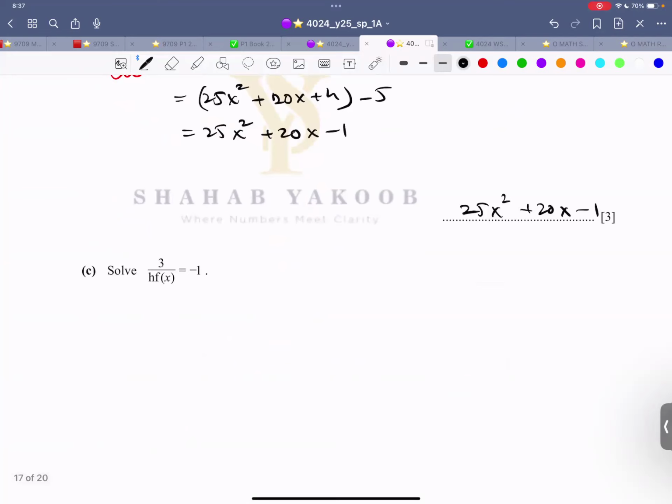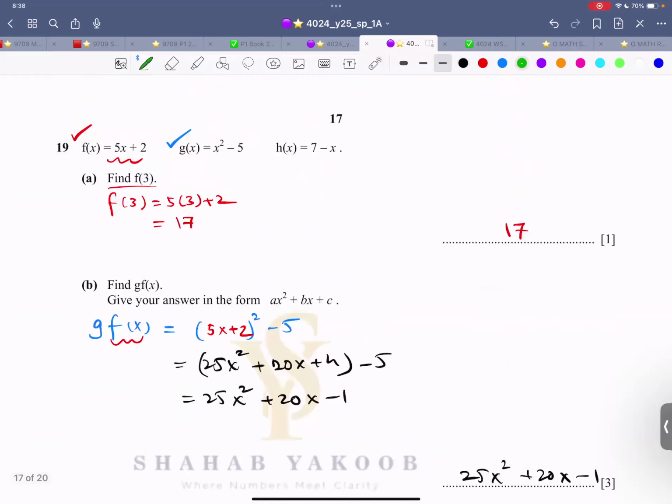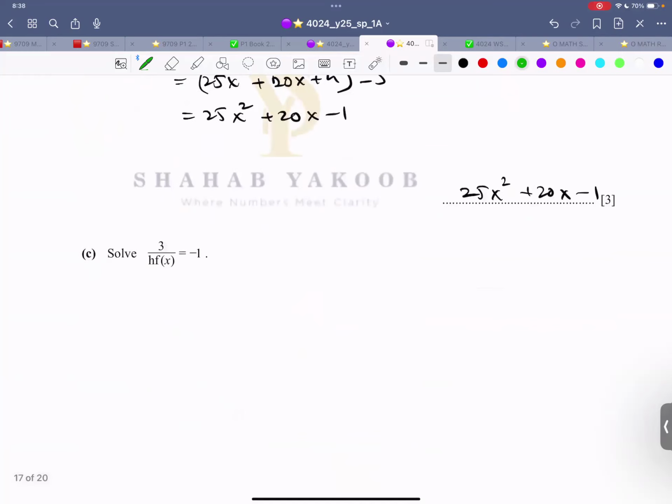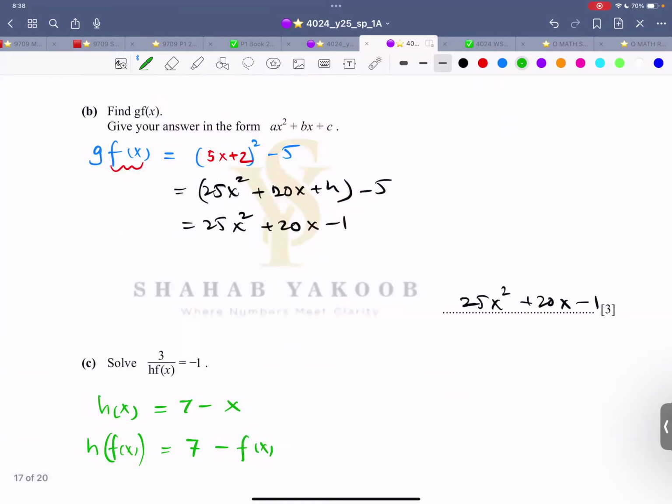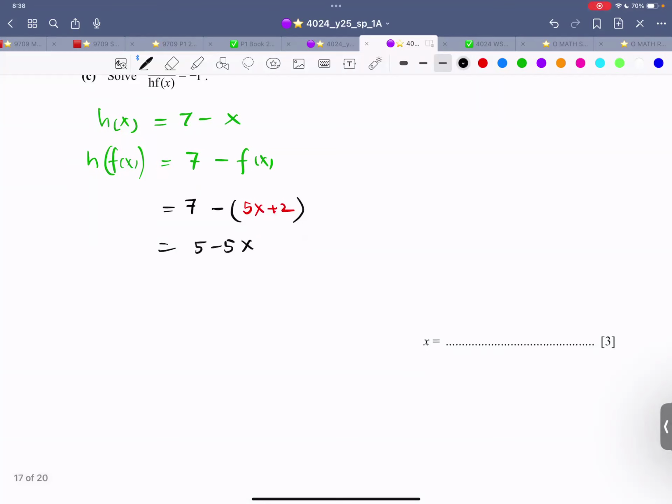Solve this thing. 3 over h of f(x) is equal to minus 1. So now we also have h(x). h(x) is 7 minus x. h of f(x) should be 7 minus f of x. What is f of x? 5x plus 2. Put a negative sign, minus, and then it's 7. So 7 minus 2 is what? 5. So this is 5 minus 5x.